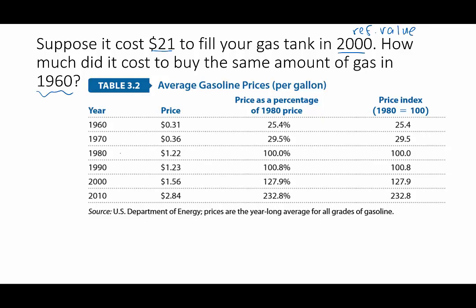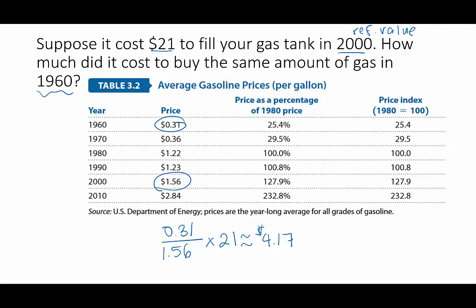So what is our comparison value? It would be 31 cents. So I'm going to say 0.31 divided by our reference value, which is now 2000, $1.56. And we're going to multiply it by $21 because that's how much it took for us to fill up our gas tank in 2000. And when I do that, I get approximately $4.17. So what cost me $21 in 2000 would have cost me $4.17 in 1960.